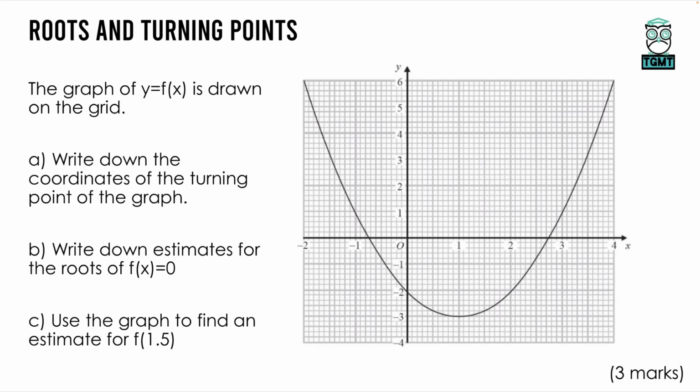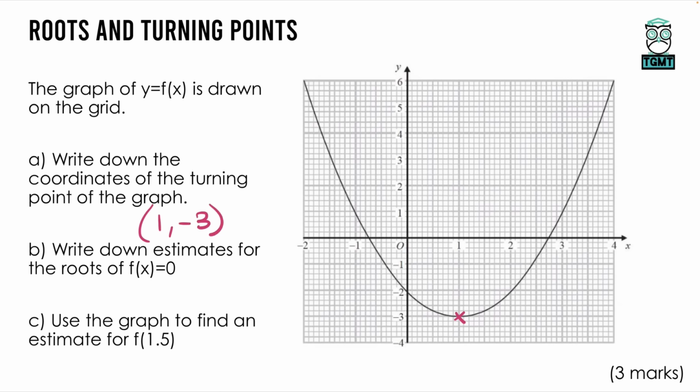Now with roots and turning points, if we are asked to read from a quadratic graph, here for part A, it says write down the coordinates of the turning point. Now, the turning point is where it stops going down and starts going up, that point where it turns around, and that's just here. Now that coordinate, looking above from that point, is 1, and to the left is negative 3. So that coordinate there is 1 and minus 3.